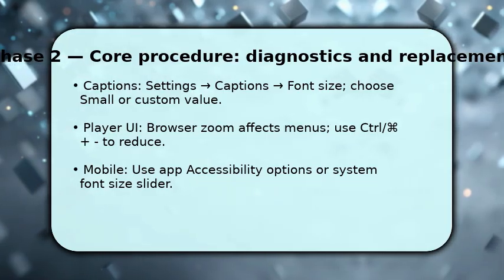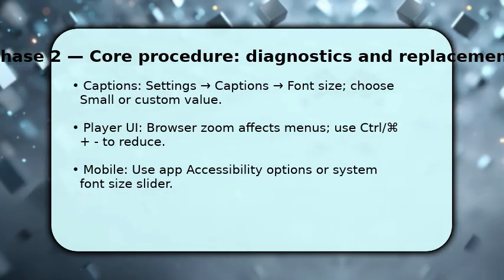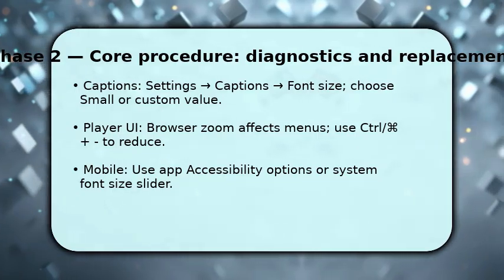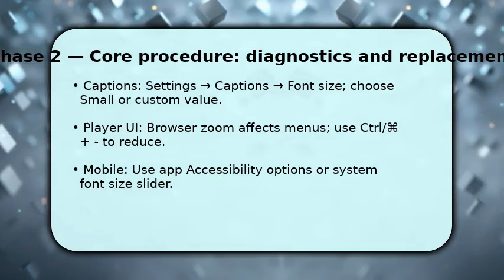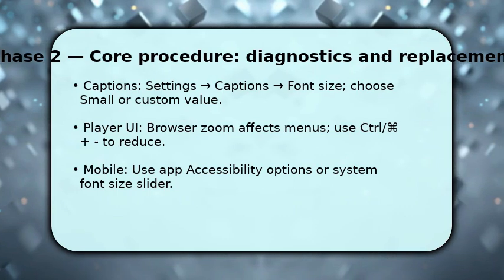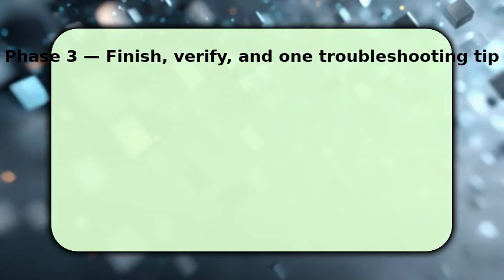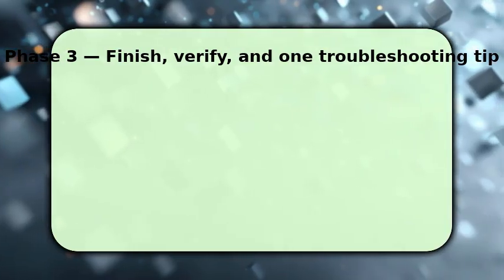On mobile, adjust the app's accessibility or the system font size slider to reach the same result. These steps control where text scales and avoid breaking layout, so proceed carefully and test playback. To finish, test your changes across several videos to ensure captions and UI remain legible and don't overlap.